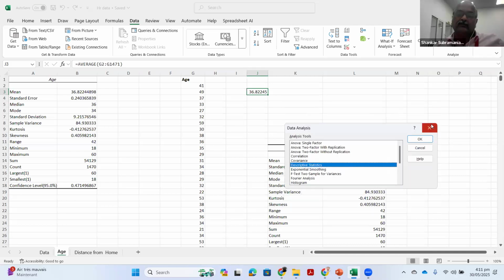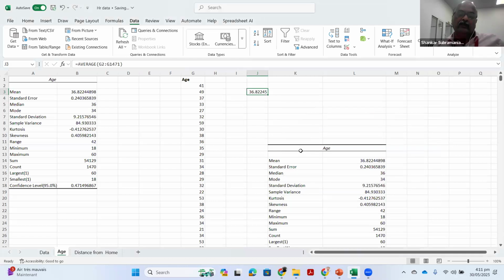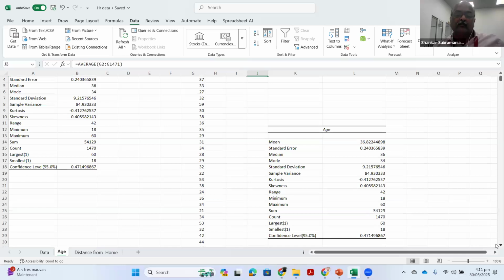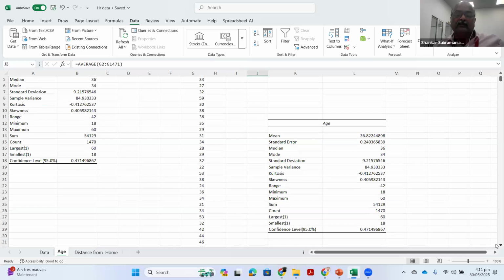So automatically it throws you all this. It throws you the age. It throws you the standard error. It shows the median, mode, standard deviation, sample variance, kurtosis, skewness, range, minimum, maximum, sum, count, largest, smallest, and the confidence level, which is 95%, which you marked.